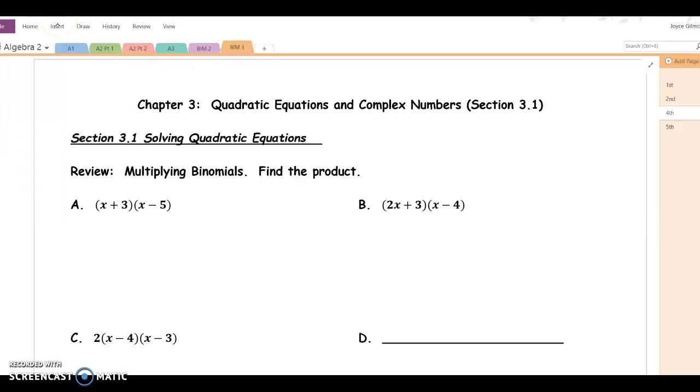Binomials, that's a vocab term that you're going to need to remember. Remember, binomials, the prefix bi means two. So a binomial is something that has two terms. So in A, x plus 3 is a binomial, x minus 5 is a binomial. So review multiplying binomials. Your Algebra 1 teacher has probably taught you FOIL: first, outer, inner, last.